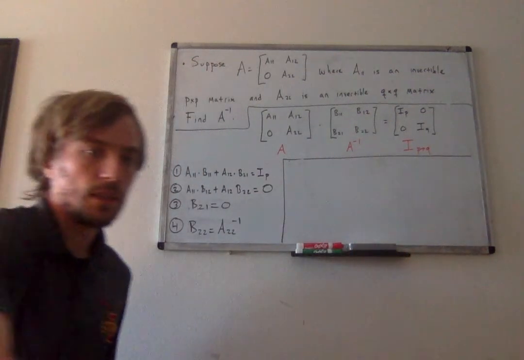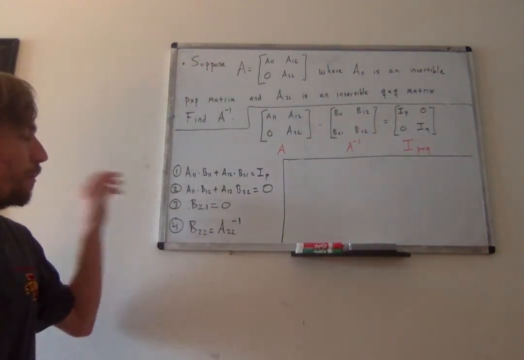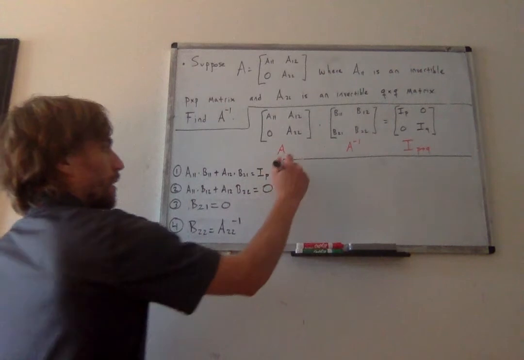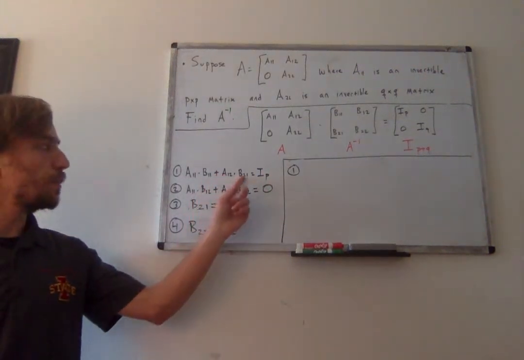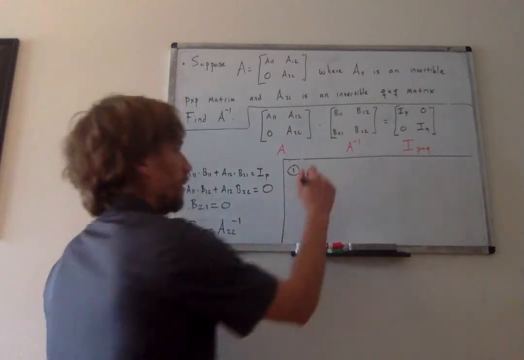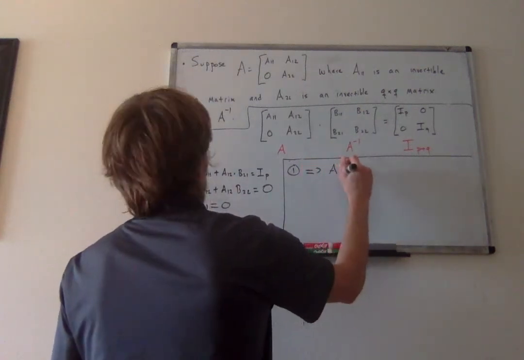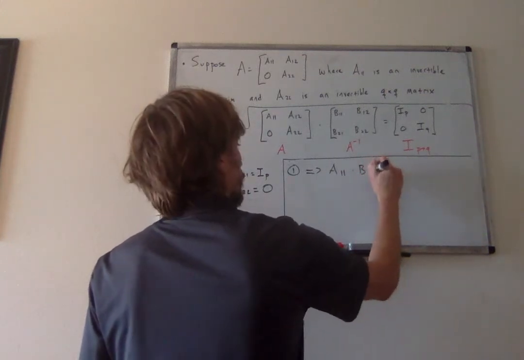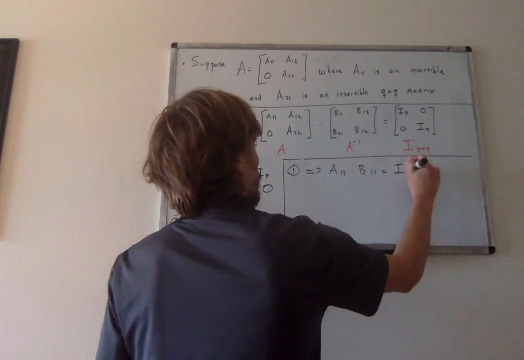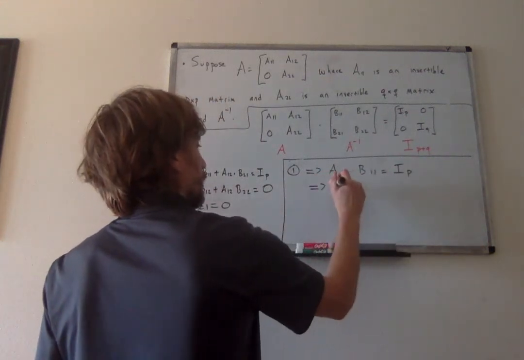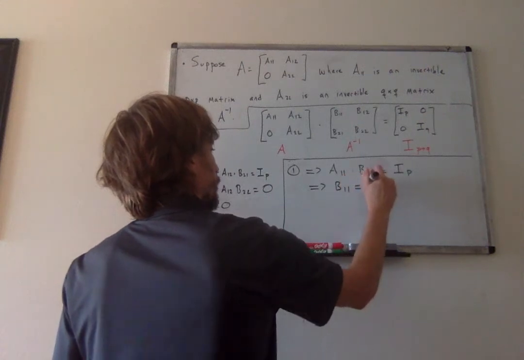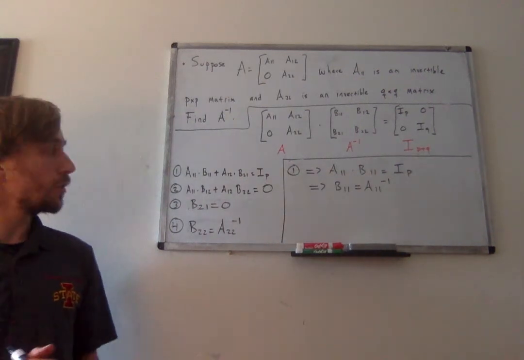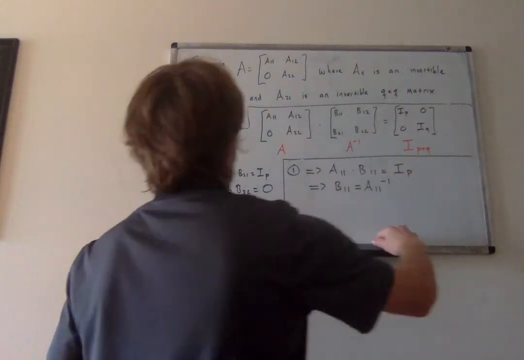All right, so next, since B21 is equal to 0, this means that 1 implies, right? Since B21 is equal to 0 here, I know that B11 is equal to A11 inverse. So that's what equation 1 tells me.